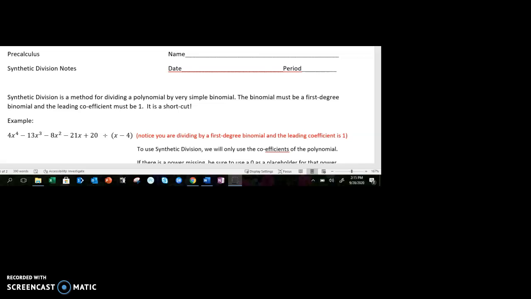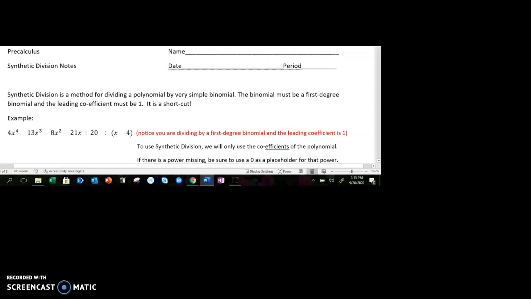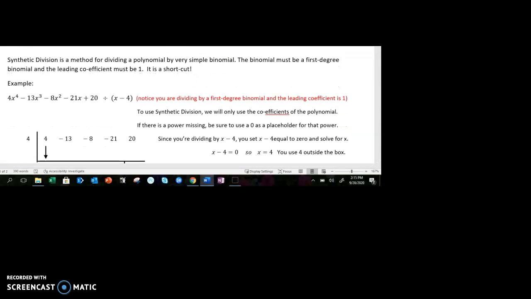Hey guys, today we're going to talk about synthetic division. You did this in Algebra 2, but we're going to review it just in case you need a little brush up. Synthetic division is a method for dividing a polynomial by a very simple binomial. The binomial must be a first degree binomial, in other words, x to the first power, and the leading coefficient must be a 1. So it has to be a 1x to the first power that you're dividing by, just like this, 1x to the first minus 4.